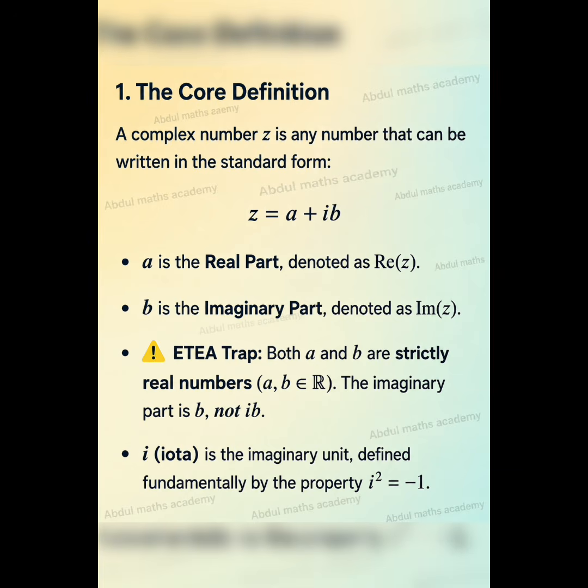First of all, a complex number is a number that can be written in the form z = a + iota b, where a is the real part denoted by Re(z) and b is the imaginary part denoted by Im(z). ETA trap: if both a and b are strictly real numbers, then the imaginary part is b, not iota b, and iota is the imaginary unit defined as iota square is equal to -1.